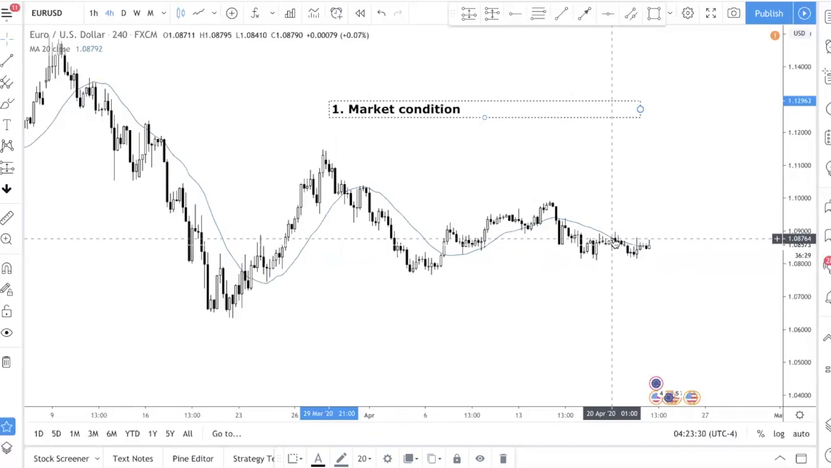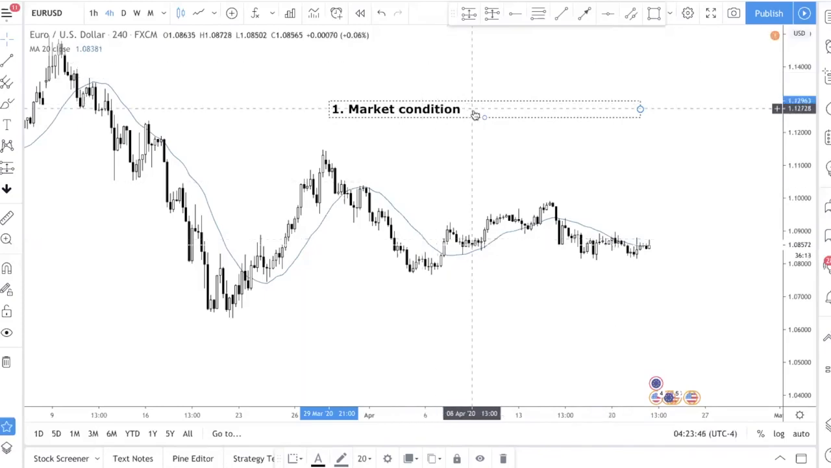Okay, so just using this simple moving average, you can tell three things, right? You can tell whether the market is trending. If it's trending, is it bullish or bearish? And you can also tell whether price is in a consolidation.